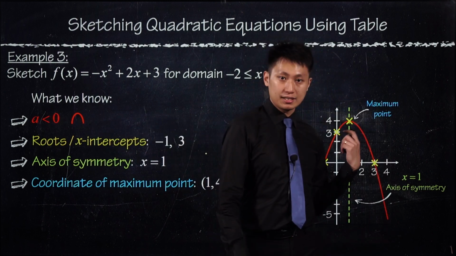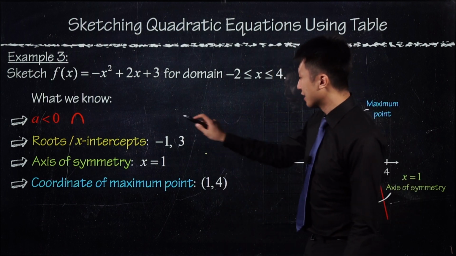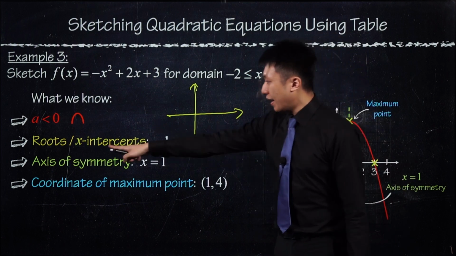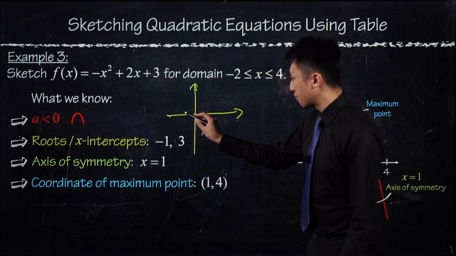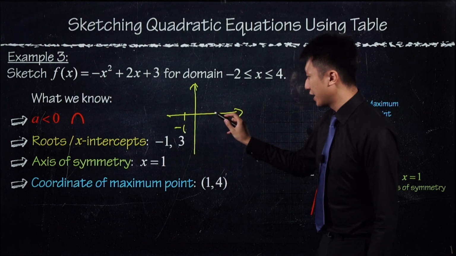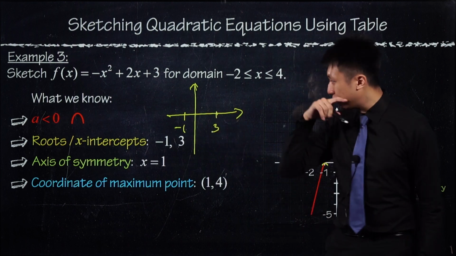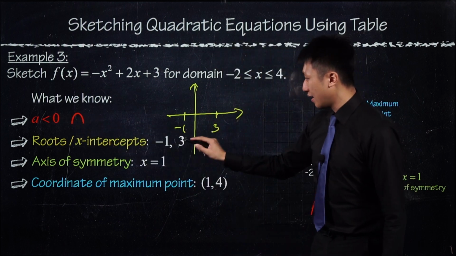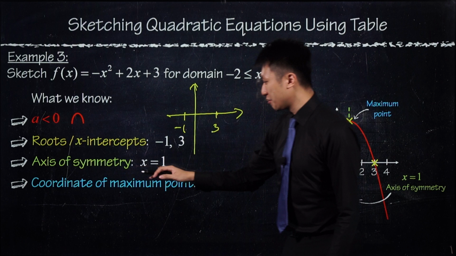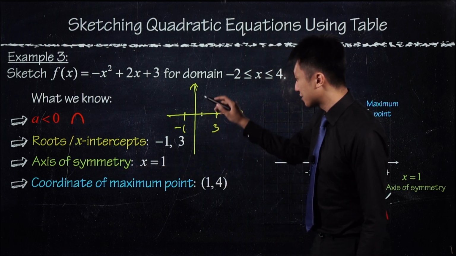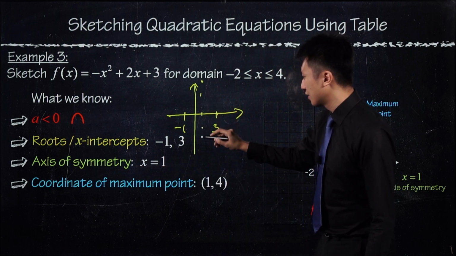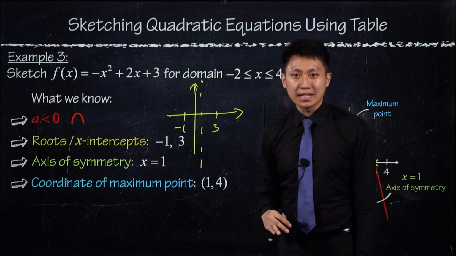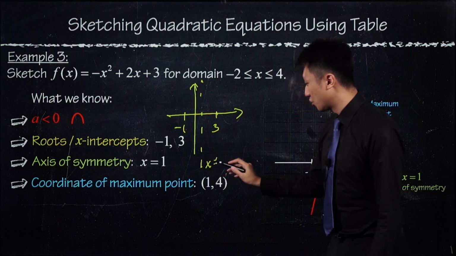Do I know how to sketch this graph? Okay, I sketch for you. First thing I see is that x-intercepts are -1 and 3. So I put -1 here and 3 over here. Then I want it to look like a sad face. And I know axis of symmetry is 1. So 1 is the axis of symmetry. I draw a dotted line. So it should be symmetrical about this line. Okay, so this is x equals 1.